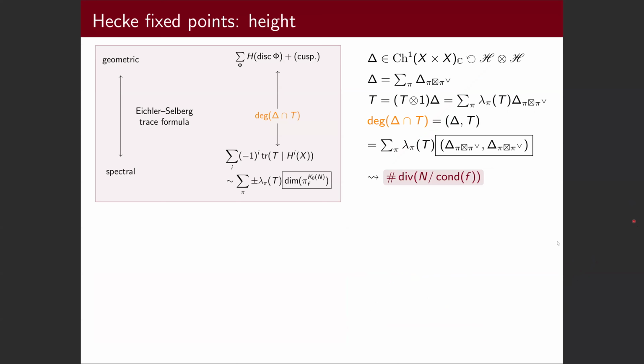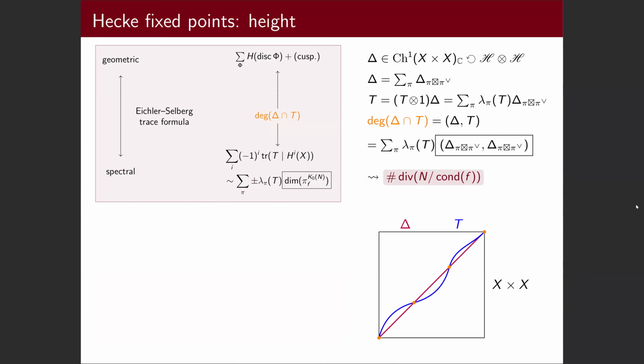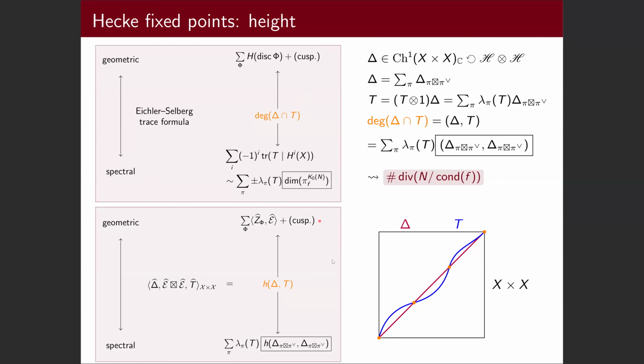So here's the formula from the previous slide copied for reference. So it's exactly the same. Okay, here's this picture from before. And so now what I'll do is replace this degree, this point count of the Hecke fixed points with a weighted point count, which is the height. Okay, so here it is in the bottom left, at least formally very similar. So let me explain the terms. So in the middle here, I have this height. So it's this weighted point count of the intersection numbers.